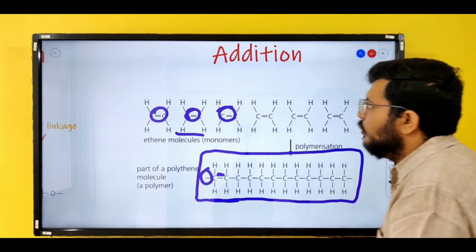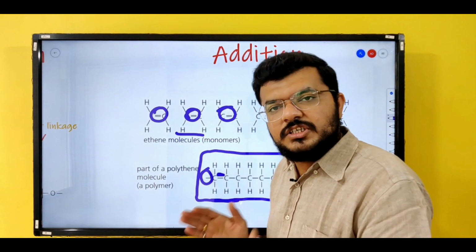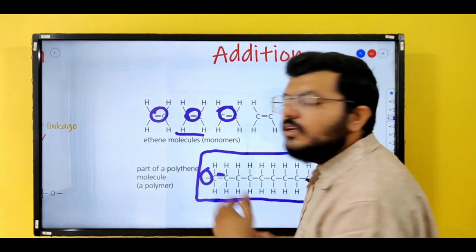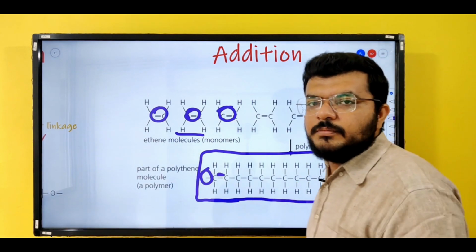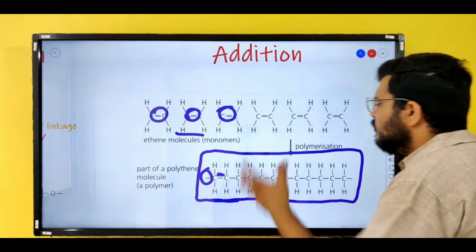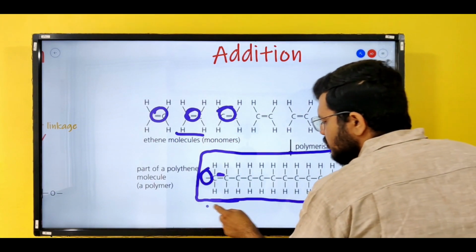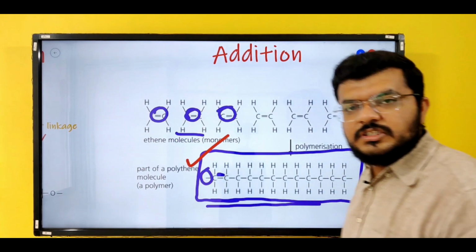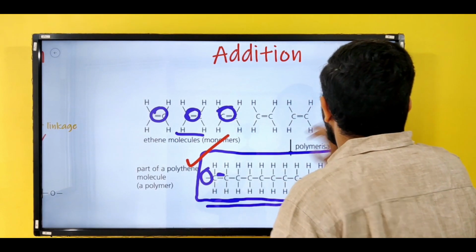So this is addition polymer. Now why is it known as addition polymer? Because you are adding something again and again and again. There is no other byproduct. The only product of this polymerization reaction is the polymer itself, nothing else. So this is addition polymerization.